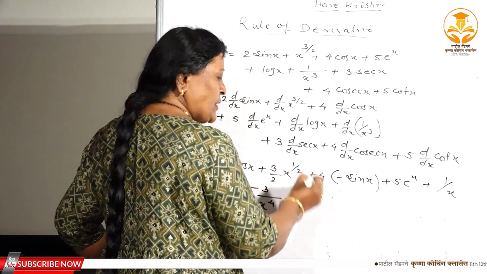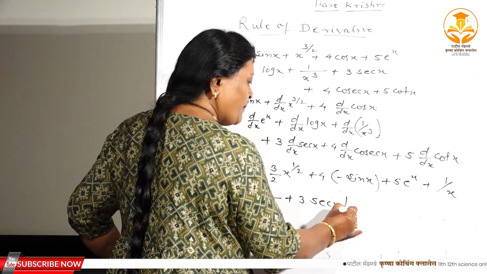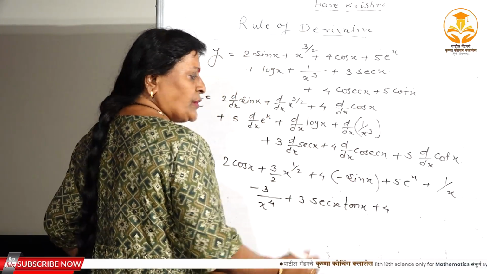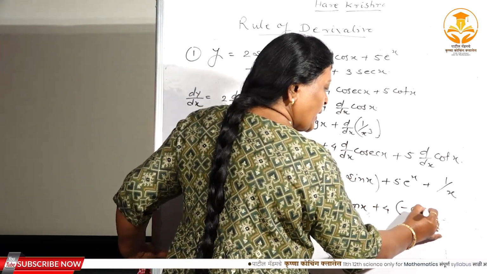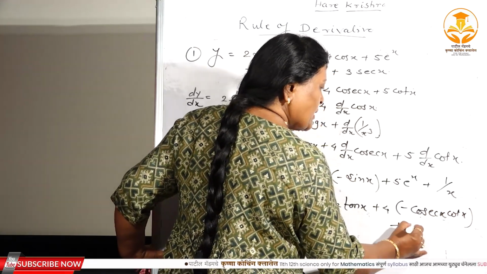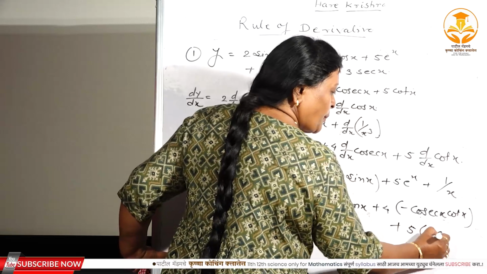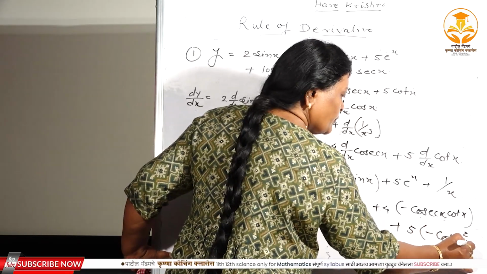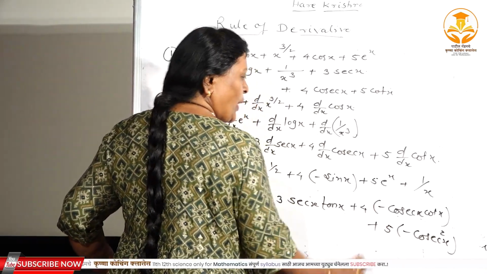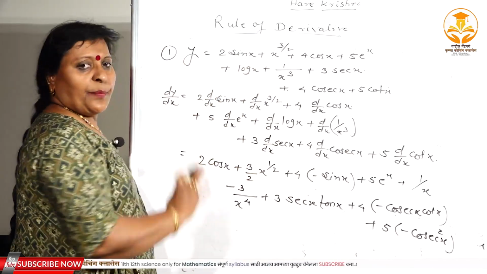What is the derivative of sec x? Sec x into tan x. Right? 4 remains as it is. What is the derivative of cosec x? Minus cosec x into cot x. Right? And again 5 remains as it is. What is the derivative of cot x? Minus cosec square x. Right? Here you have to write plus into minus minus. Here also you have to write plus into minus minus and then simplify.